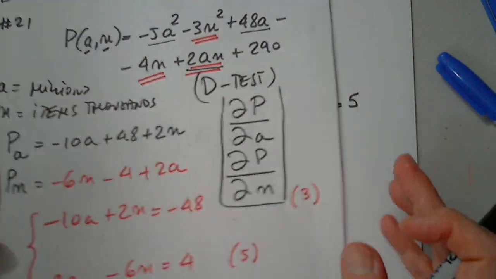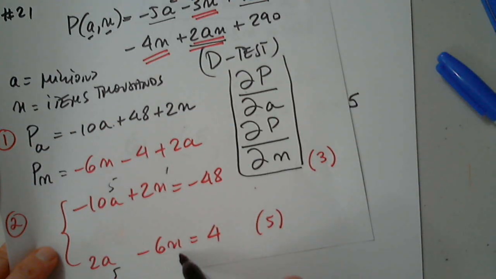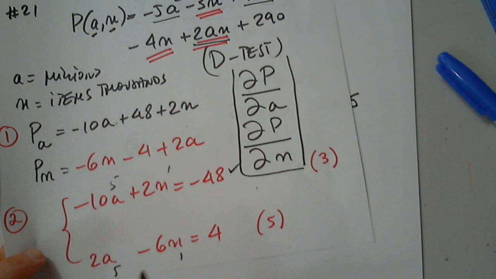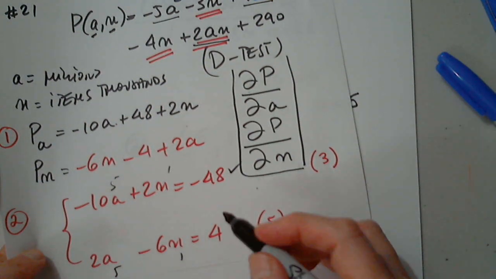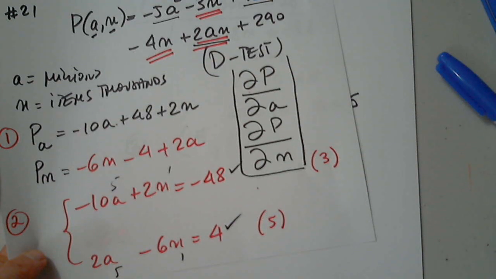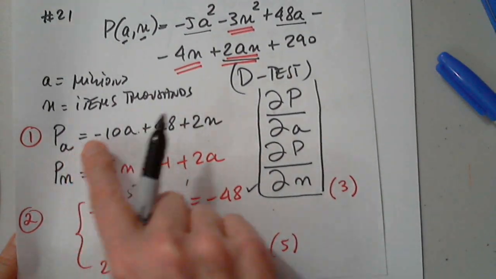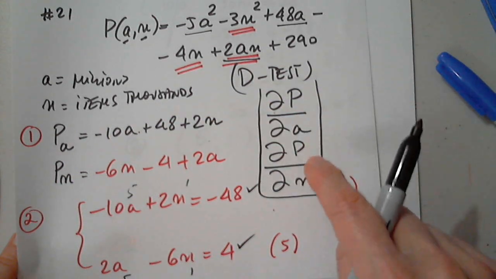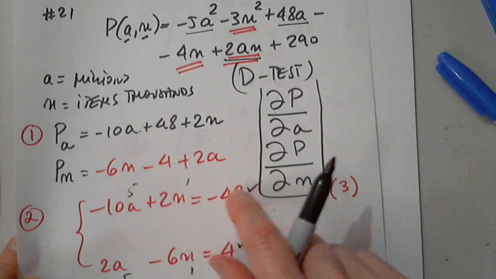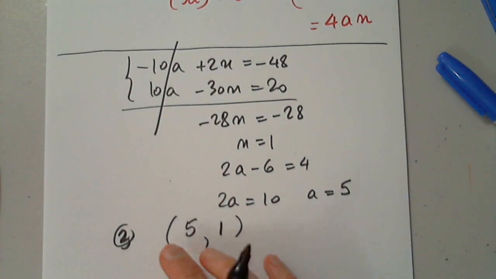Yes, it's always safe to go back and check. 5 comma 1. Negative 50 plus 2 is negative 48. Check. 10 minus 6 is 4. Check. So then I know 5 comma 1 is correct. In step 1, I determined the partial derivative with respect to a and the partial derivative with respect to n. Then I set them equal to 0. I already moved terms around. Then I solved the system in step 3.